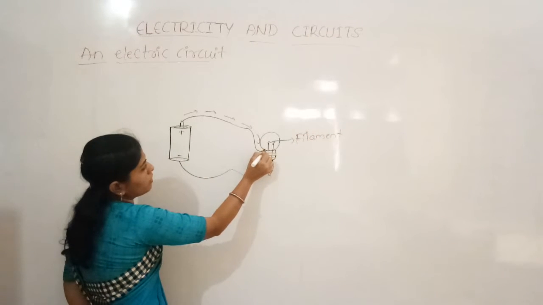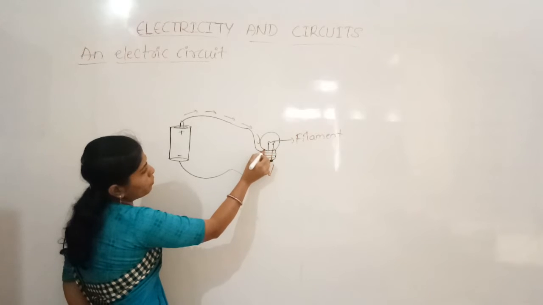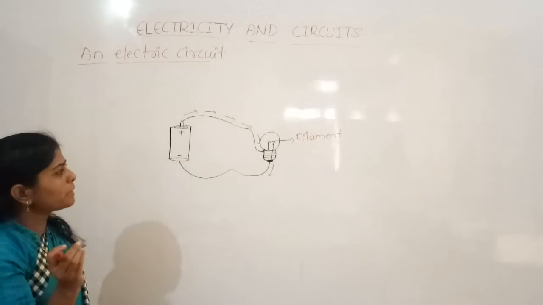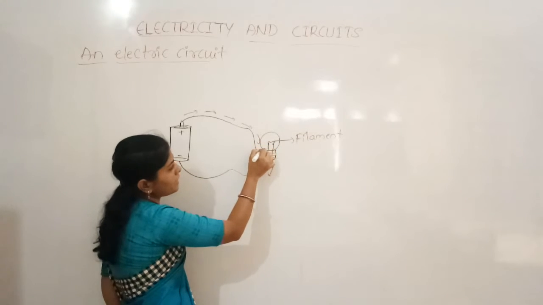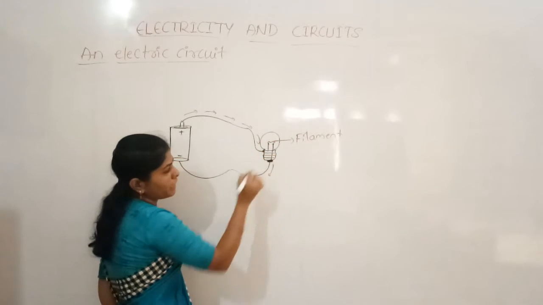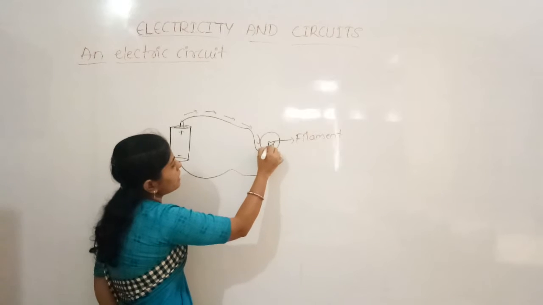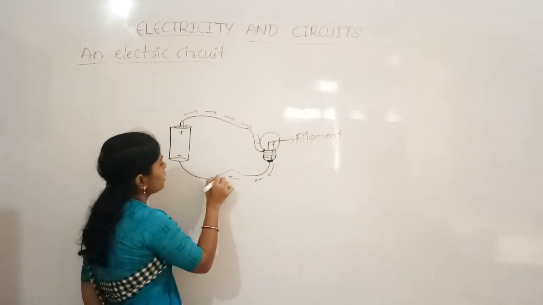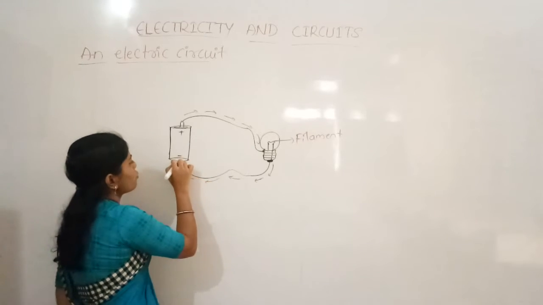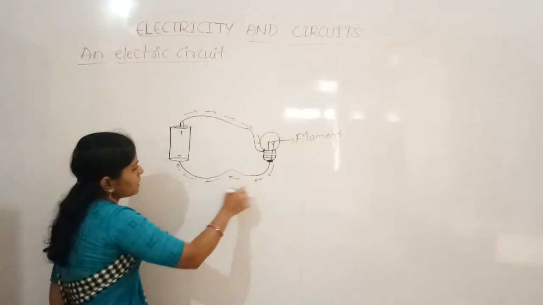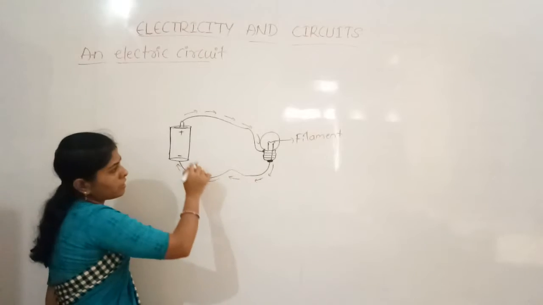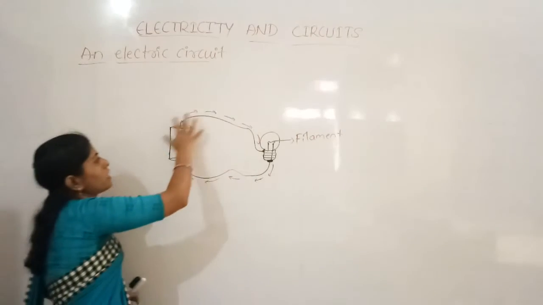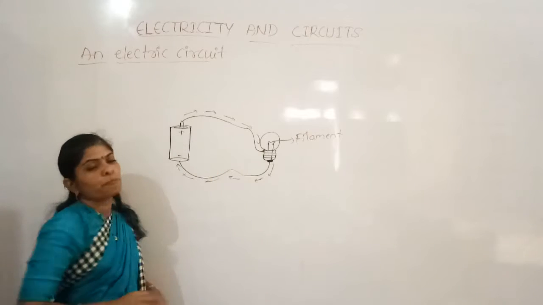At the base of the bulb, one metallic tip is there, so it is connected to that, and one end is connected to the base. So everything is connected now, and the electricity will be flowing in this direction. This flow of electricity goes on continuously when it is connected, that is, when the circuit is completely connected.